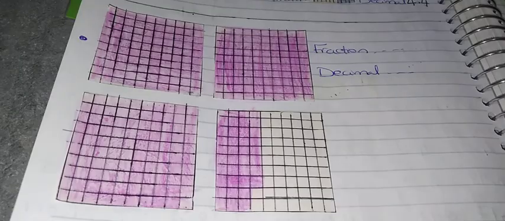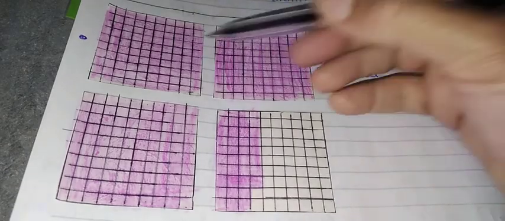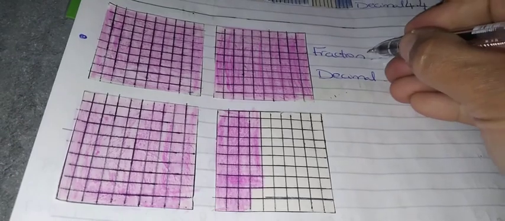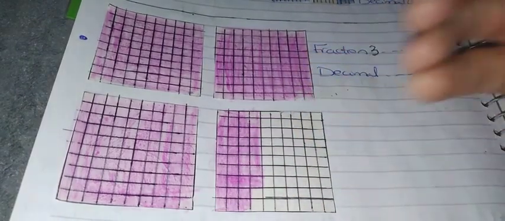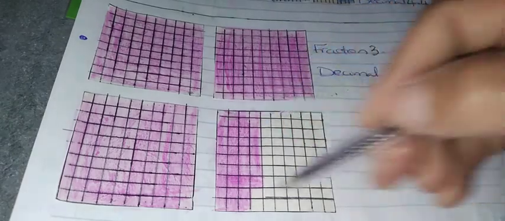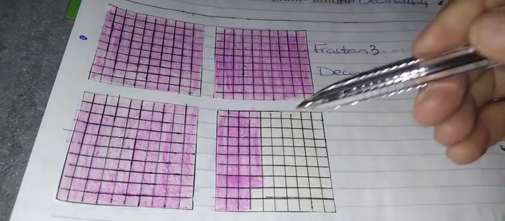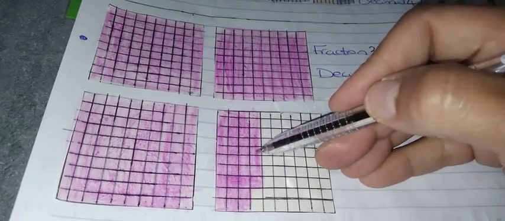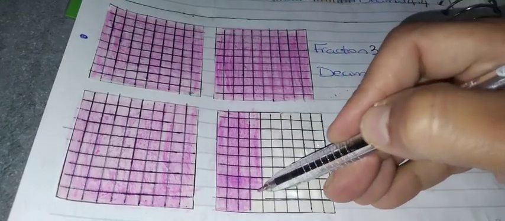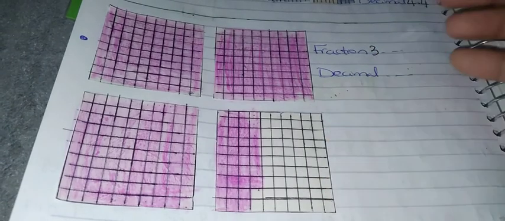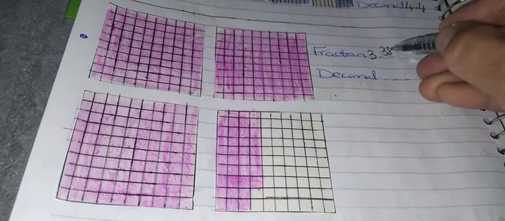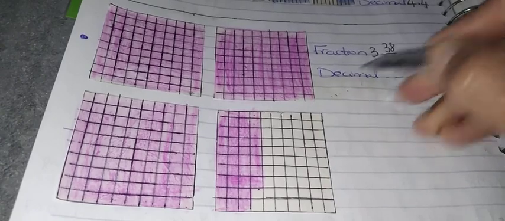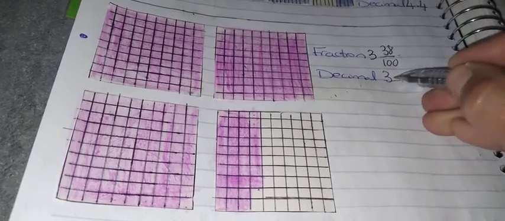Here in this model we have 1, 2, 3 wholes, so the fraction will be 3, and here the fourth model is, we have to count, it is divided into 100 parts. The shaded parts are 30, 1, 2, 3, 4, 5, 6, 7, 8. So it is 38. So the fraction will be 3 and 38 over 100, and the decimal is 3.38.